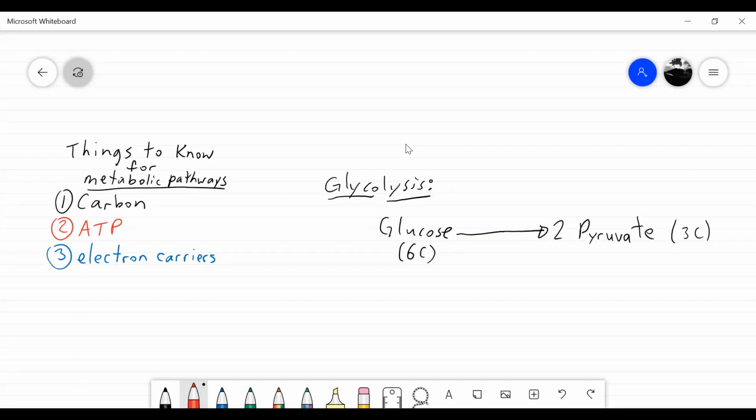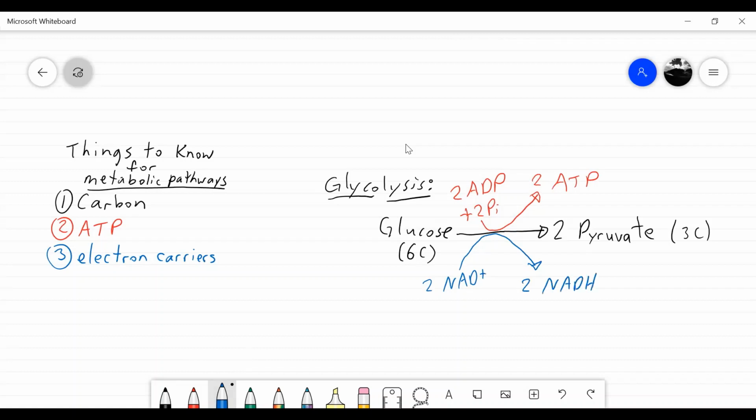So to make ATP, we're going to make 2, by the way. This takes 2 ADP and 2 inorganic phosphate, and we're going to make 2 ATP. And the last thing I told you to pay attention to are those electron carriers, right? The most common electron carrier is NAD+. We're going to take 2 of those, and we're going to make 2 NADHs.